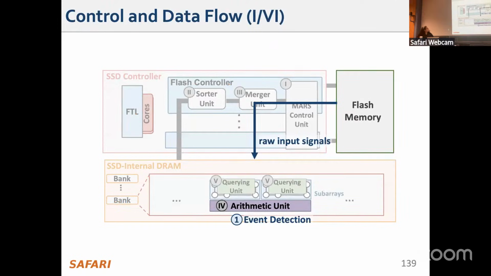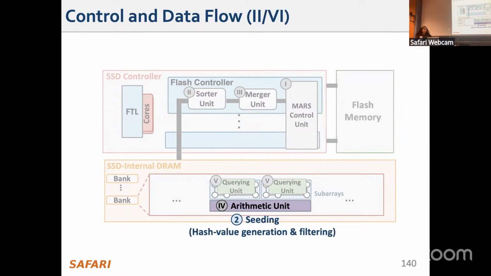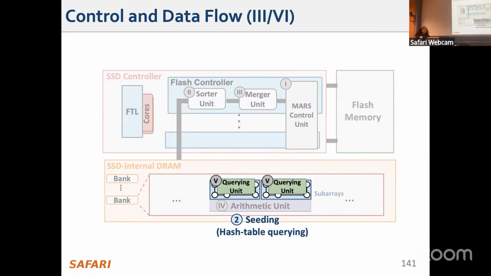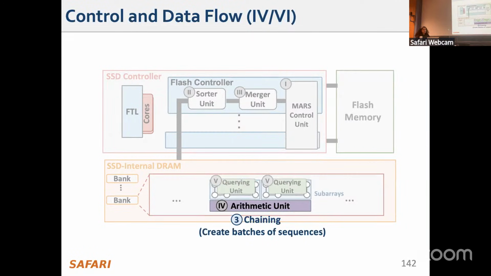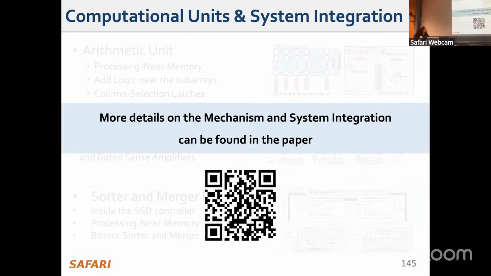Yeah, basically now the execution flow would be very simple, right? So we have the raw signals being read and hash values are generated, queried, and then we have this batch of sequences to be sent to the sorter, then merged, and then we can do the chaining operation on it using a simple, lightweight dynamic programming. And a lot more details of it are also in the paper.